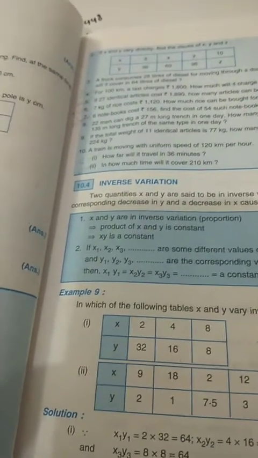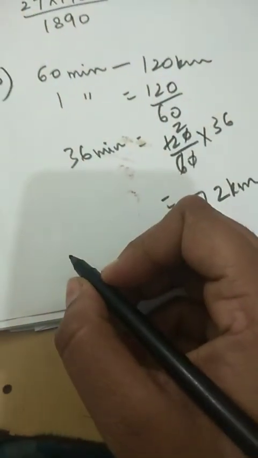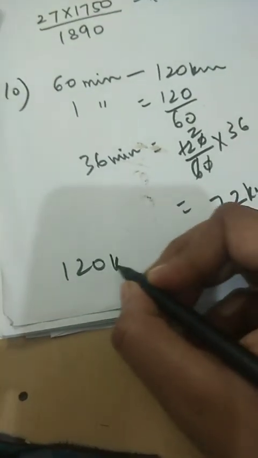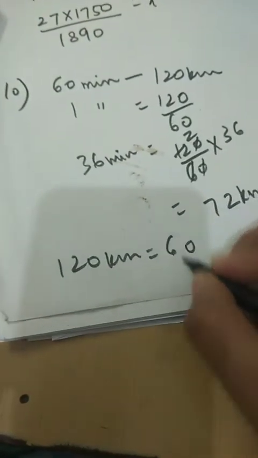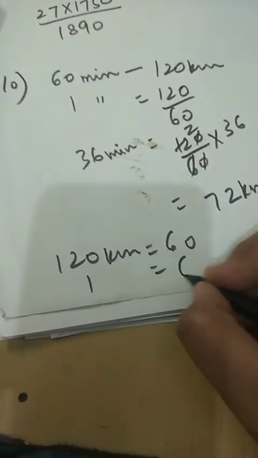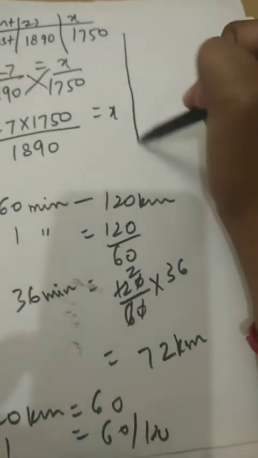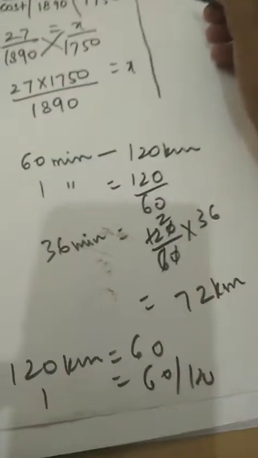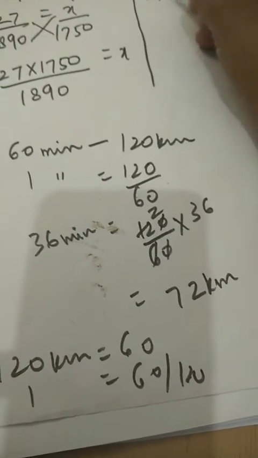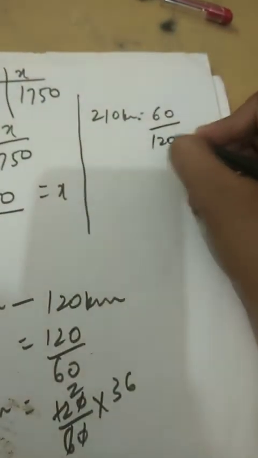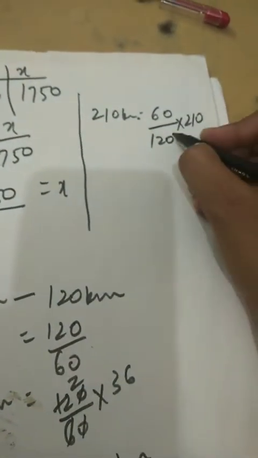Similar way you can do how much time it will take to cover 210 kilometers. Again it's easy. They are asking how much time it will take. So 120 kilometers it is going in 60 minutes. So 1 kilometer it will go in 60 upon 120. So for 210 kilometers, it will go in 60 upon 120 into 210. So we'll just cancel.